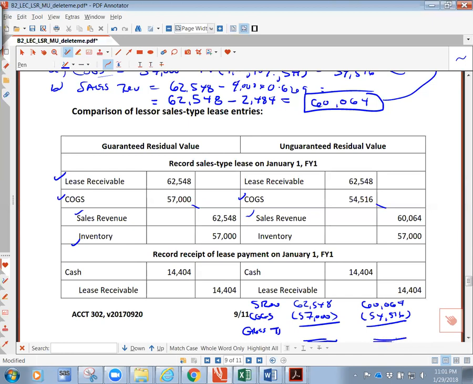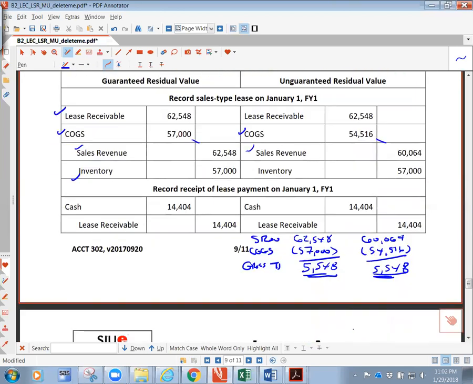What's going on? I'm running out of margin, I think. My pen doesn't like it. 62,548, 57,000 minus, oops, 57. You didn't see me make the mistake, but I made one. 62,548 minus 57,000 is 5,548. And these should be the same. So gross profit doesn't change between guaranteed and unguaranteed residual value.